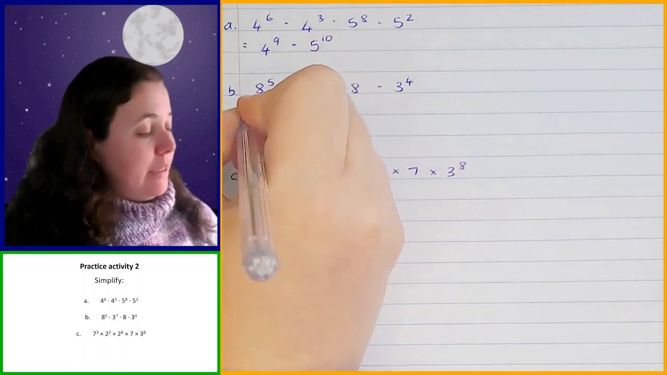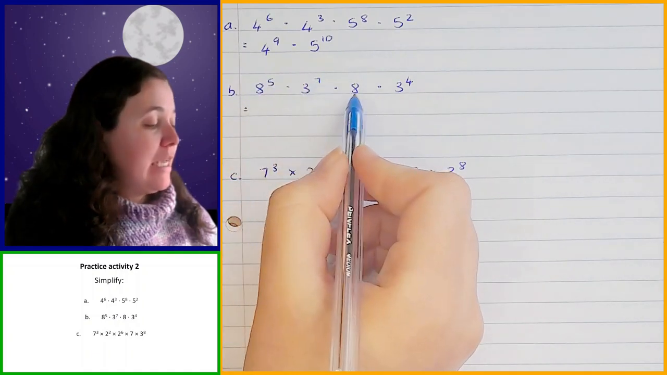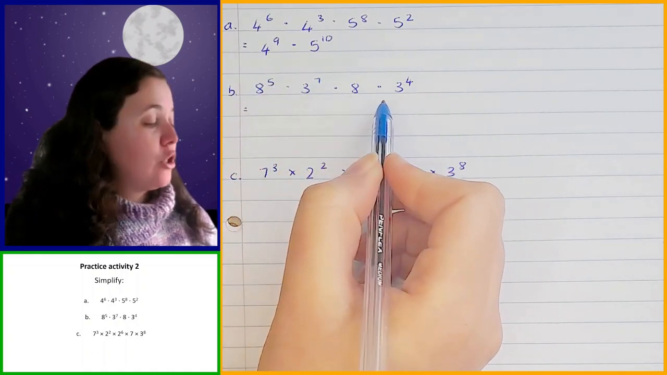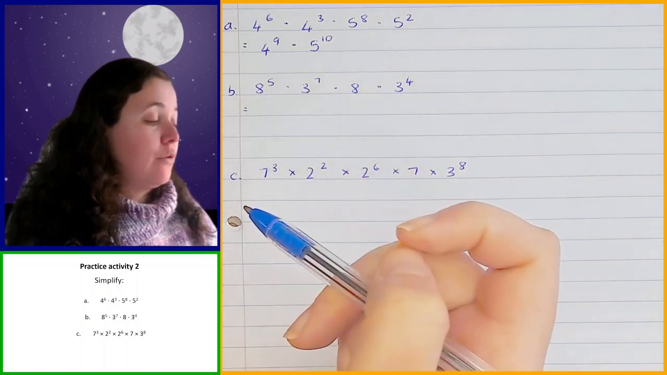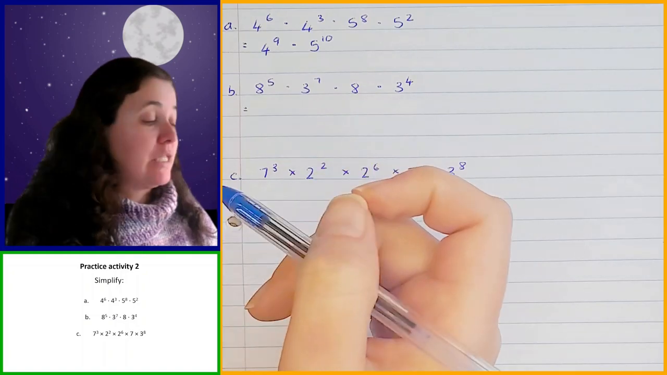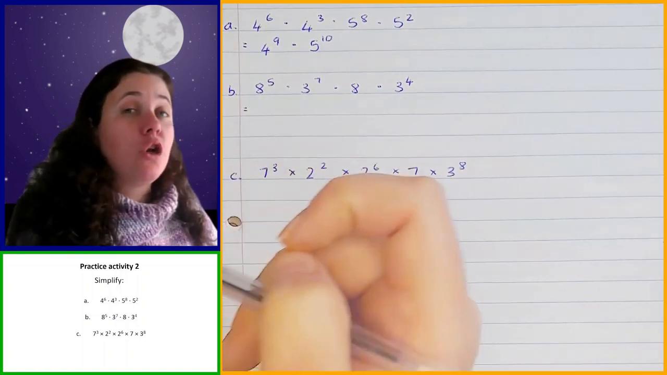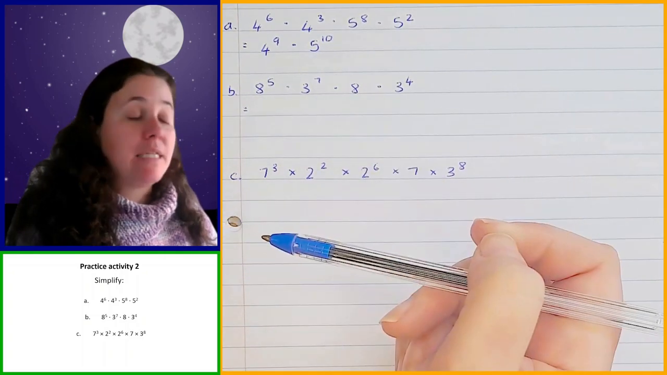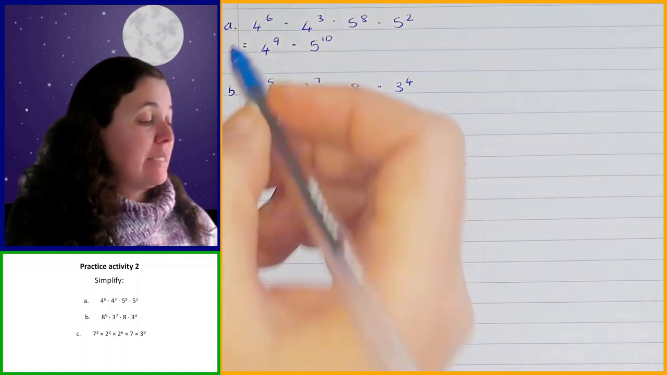Then question B, we've got 8 to the power of 5 times 3 to the power of 7 times 8 times 3 to the power of 4. Now in this example, the powers are not grouped for us so that they have the same bases together. So we are going to go and group them. Like I said, you don't actually have to always show the step. You can skip the step when you are more confident. But for now, we're going to be showing the step where we group them.